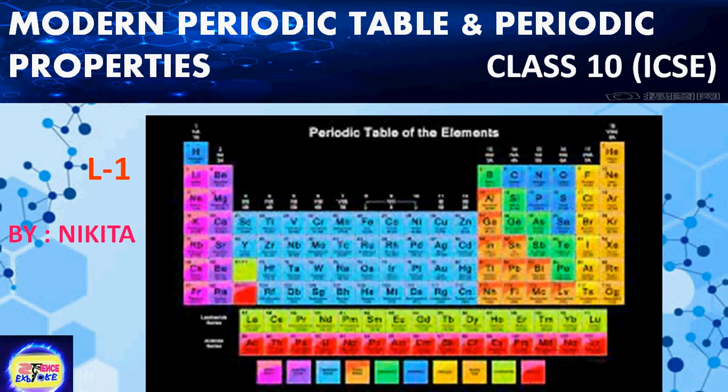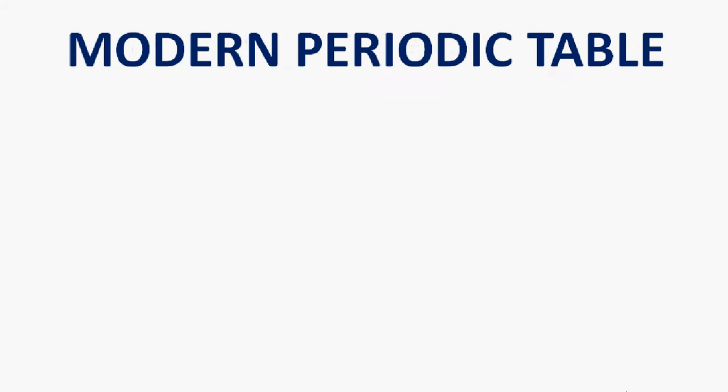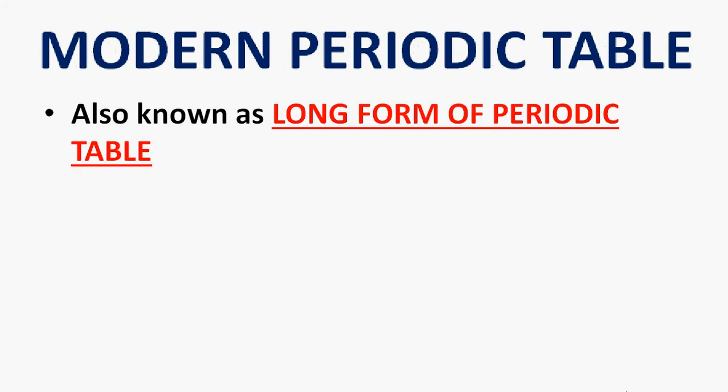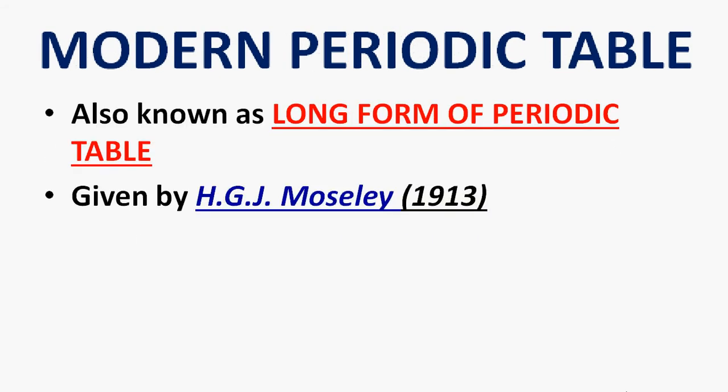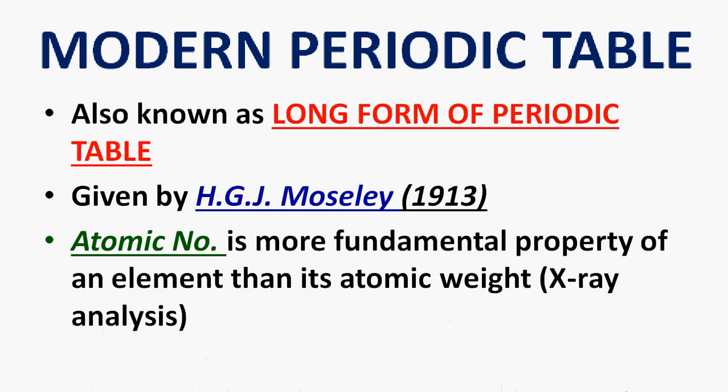In this video, we will unfold the modern periodic table and the periodic properties. The modern periodic table, also known as the long form of the periodic table, was given by H.G.J. Moseley in 1913. From the X-ray analysis, he found that atomic number is a more fundamental property of an element than its atomic weight. So he modified Mendeleev's law, which stated that atomic weight is the fundamental property. But after that, H.G.J. Moseley told that atomic number is a more fundamental property of an element than its atomic weight.